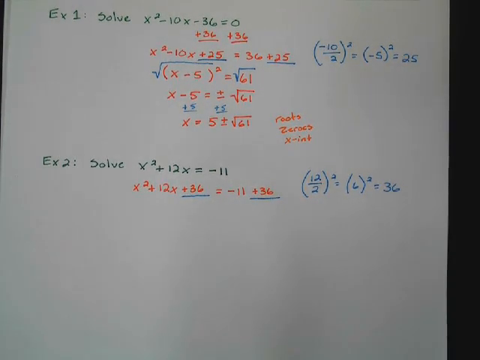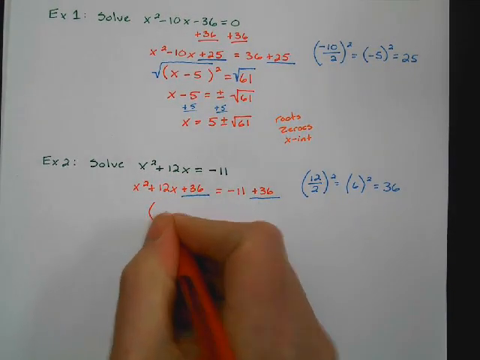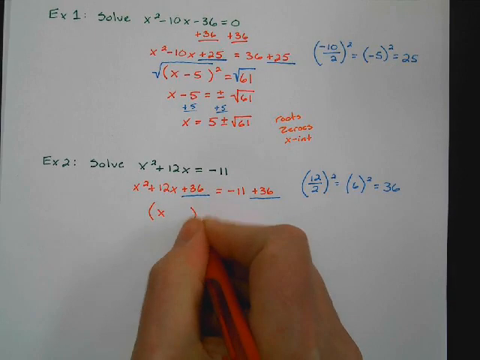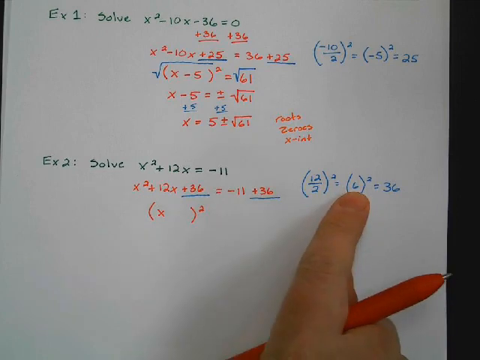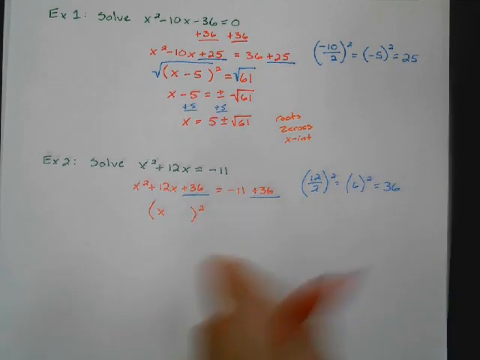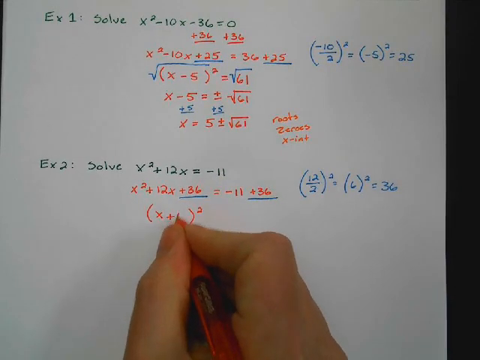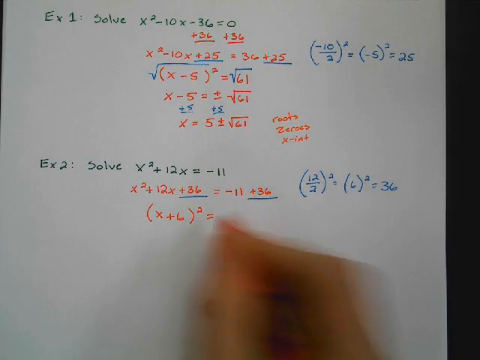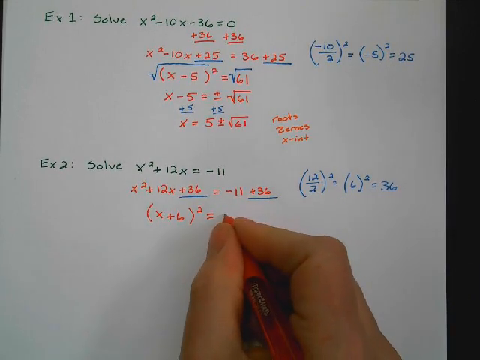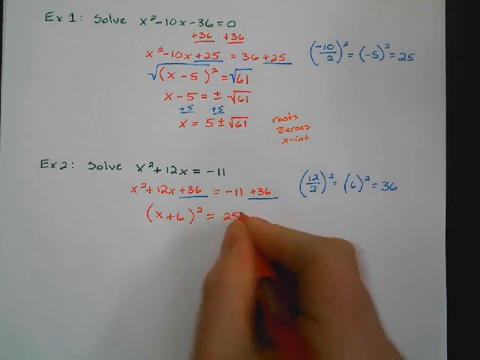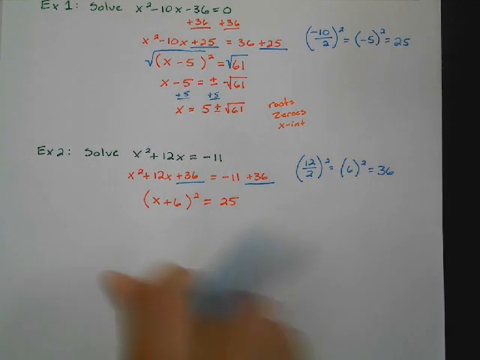Next step, we need to change this into a perfect square, a perfect binomial square. All right, so what number did we square? We squared 6. So this is going to be x plus 6 squared. On the other side, we've got 36 minus 11, which would be 25. Next up, now we've got this done.